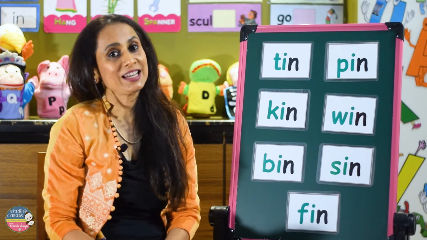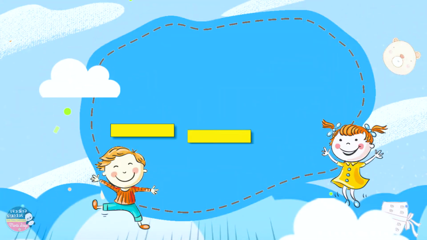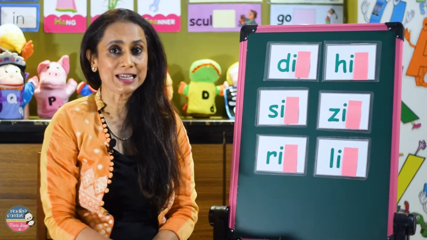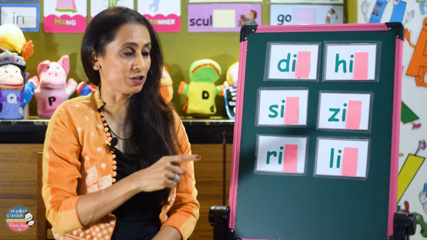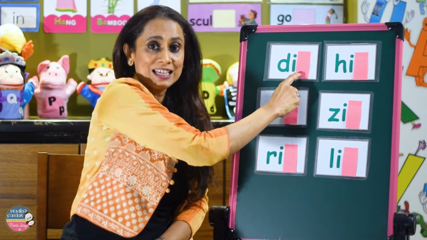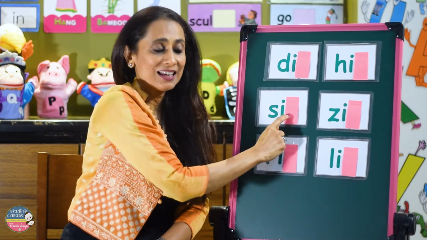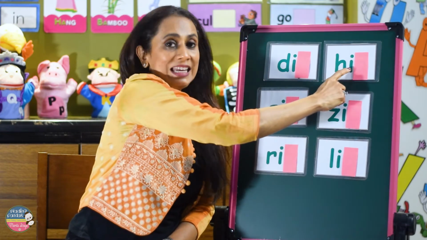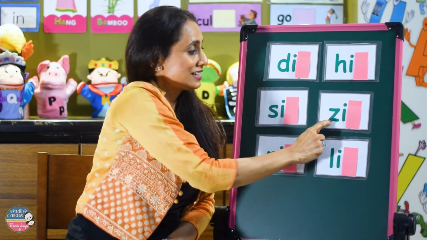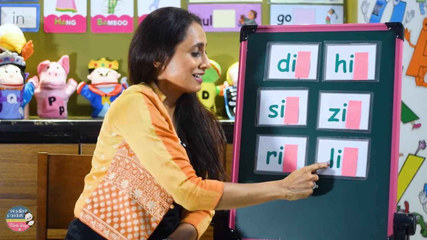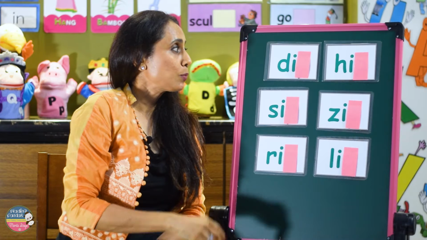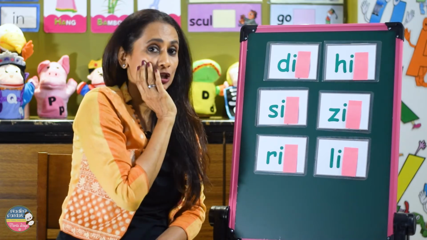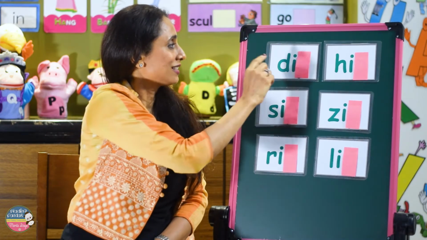And now let's move on to the next set of words quickly. Let's begin with blending the consonant and the vowel first. Di, Si, Ri, Hi, Zi and Li. And now peekaboo. Let's see which letter is going to be the last sound.